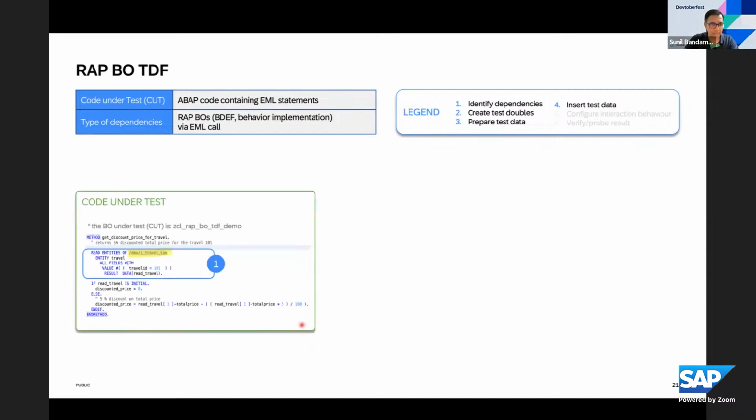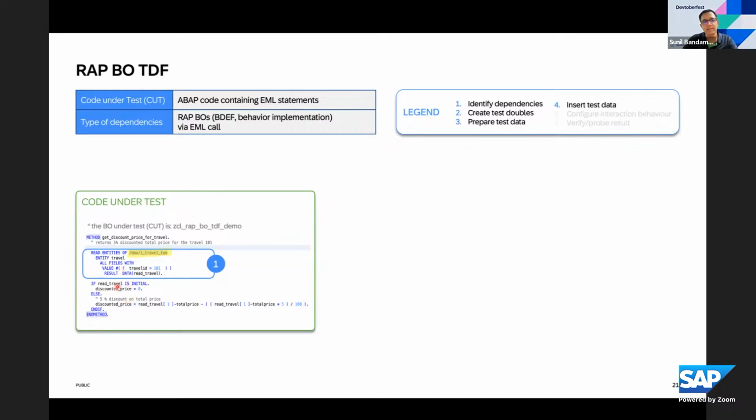Now, same thing. So get discounted price for travel is my logic, wherein for a particular travel, I want to give some discount. Okay, that's my logic. So first I have to get that travel. I have to read the travel from the travel BO. So that's what this EML statement is doing. Read entities, and then say for this travel ID 101.